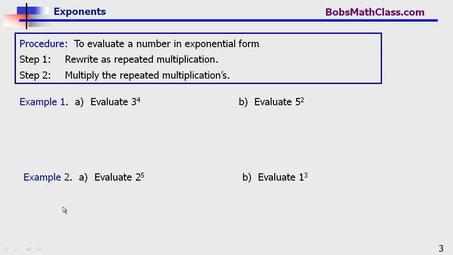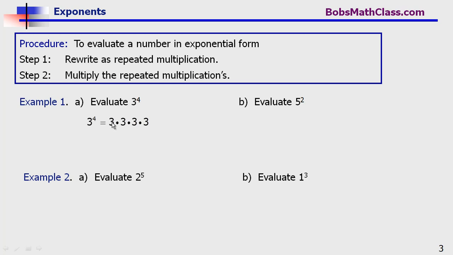Okay, let's work out a few. To evaluate a number in exponential form, rewrite as repeated multiplication, and then multiply the repeated multiplication. So here's the first one. This is read as 3 to the fourth. You might want to pause the video and work these out yourself. We'll go ahead and do them right now, though. So that means we're going to write down the 3 4 times. 3 times 3 times 3 times 3.